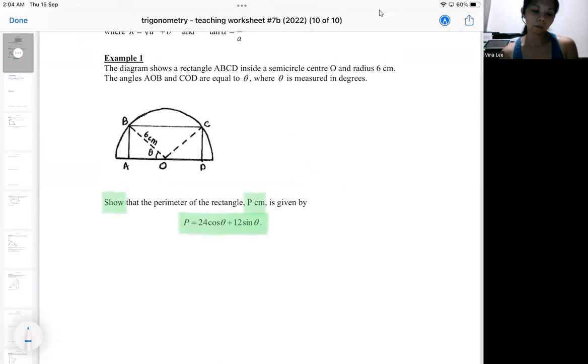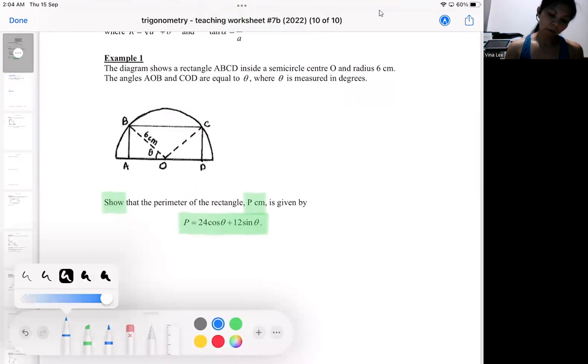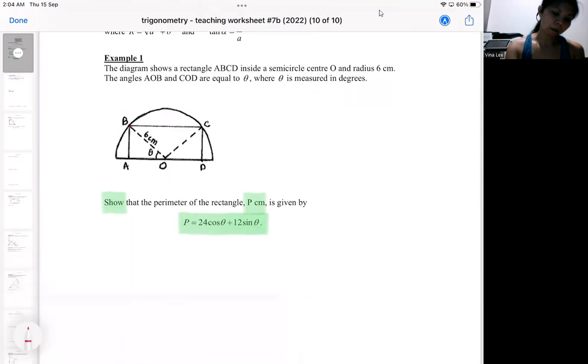So most of the time, the showing has to do with trigo ratio. So for example, here, I will need to explore the component in the parameter. Because it's a rectangle, I will have 90 degrees. So if I explore carefully, my parameter got two lengths and my parameter got two breadths. The two breadths are easy. The two breadths is just like two sets of AB.